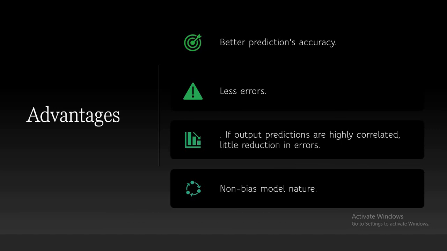What are the advantages of the vote classifier, and why would you use it? The vote classifier enables better prediction accuracy with fewer errors. If output predictions are highly correlated, then there is less reduction in errors. This is the relationship between accuracy and reduction of errors. One more thing is that this model is non-biased. It means that the model is not influenced by one model's results only, but takes fairly into consideration all the models' votes and results.